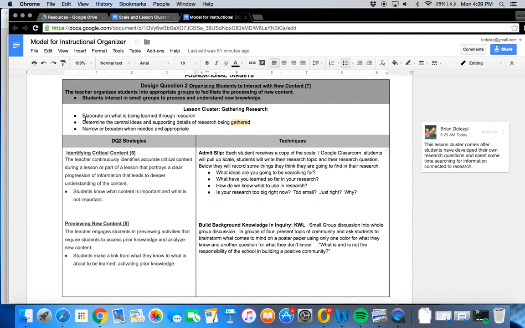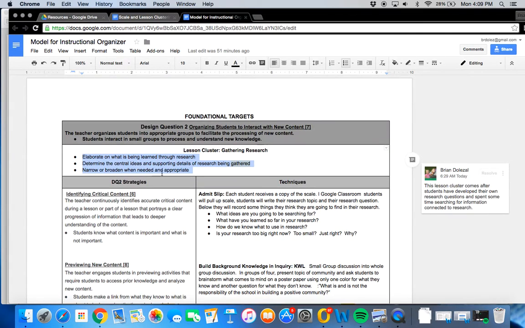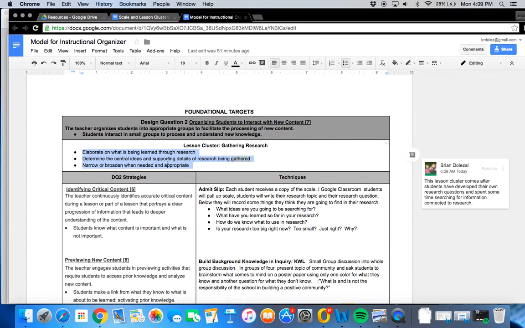But the intent of these foundational targets is that I'm using Socratic seminar to make sure that kids can do these things, and that kids can coach and support one another and use dialogue, deep reading, deep writing, and deep speaking to show understanding of these skills. These are not new skills for kids. They had the same or similar targets in 11th grade, and they've been researching since 5th grade. So I want to make sure that kids are engaging in increasingly more complex topics, but also increasingly more complex texts.